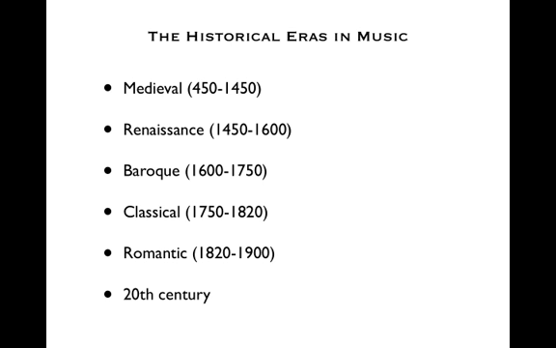We use the nice round number 450 AD, or Common Era, spanning about 1,000 years to the middle of the 15th century. A lot of music that we listen to from the medieval era comes out of the church, not all of it, but a lot of it, the study of Gregorian chant and the developments of polyphony. A lot of this stuff is sung in Latin.